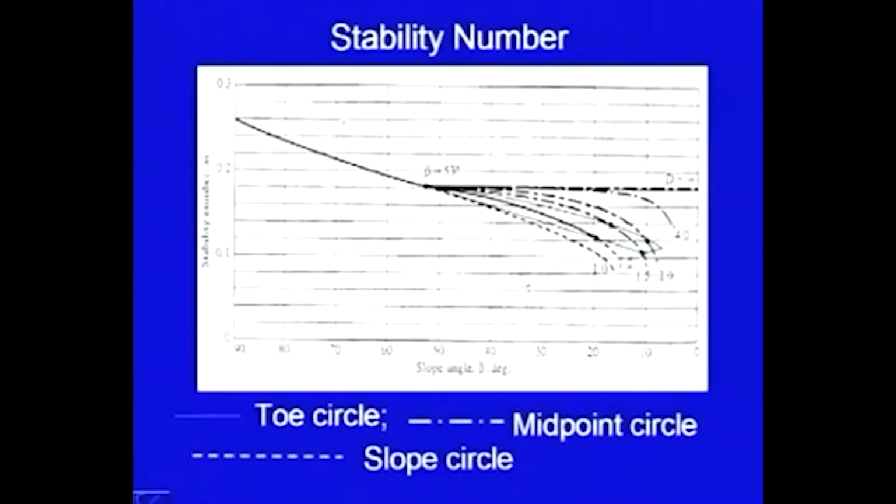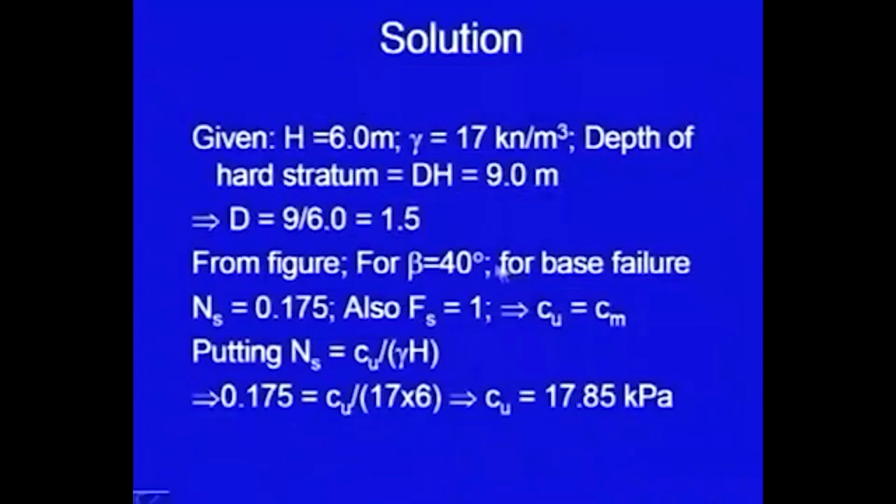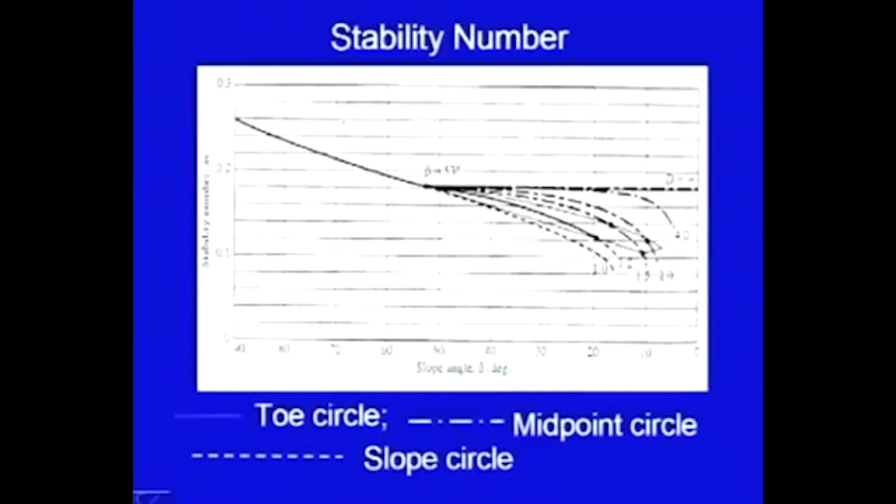This is the chart which I had used here. For beta equal to 40 degrees, you can check for base failure. So, beta equal to 40 degrees. Here it is 0, 10, 20, 30, 40. I have to go along with this direction, and here you have to use the base circle. Base circle means midpoint circle here.